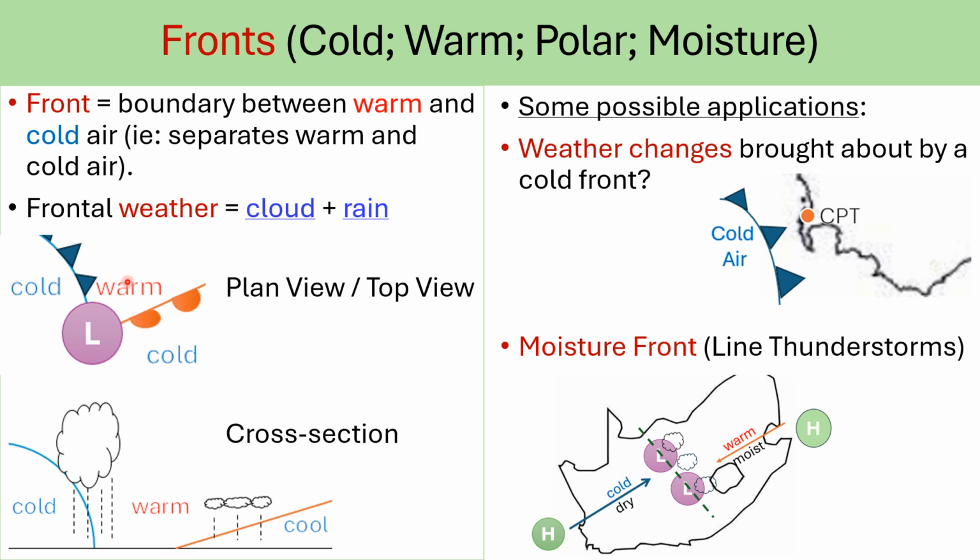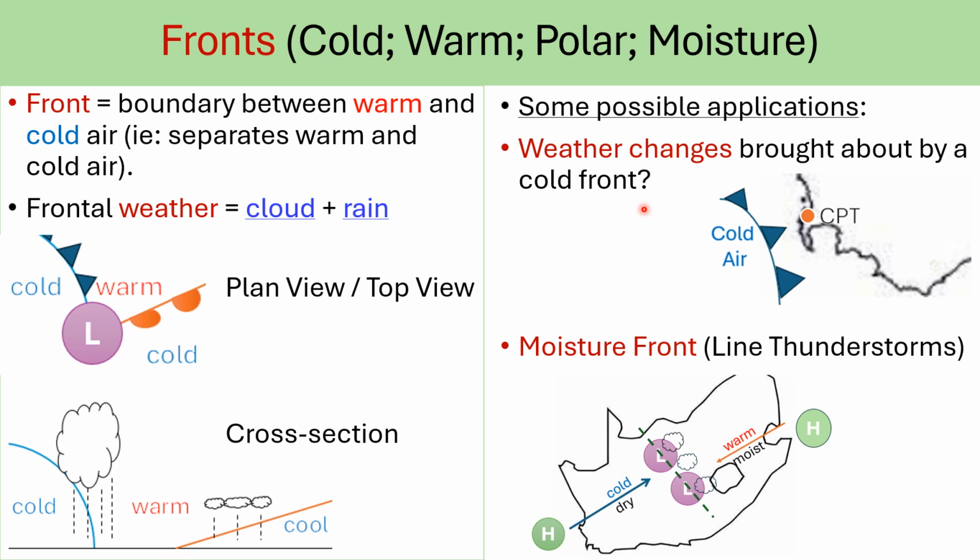Secondly, all fronts always produce clouds and eventually rainfall. So whether you work with a cold front or a warm front or with a polar front and later on with what is called a moisture front, what all these types of fronts have in common is that they separate cold and warm air from each other. And in all cases, these fronts produce clouds and rain that will eventually fall along these fronts.